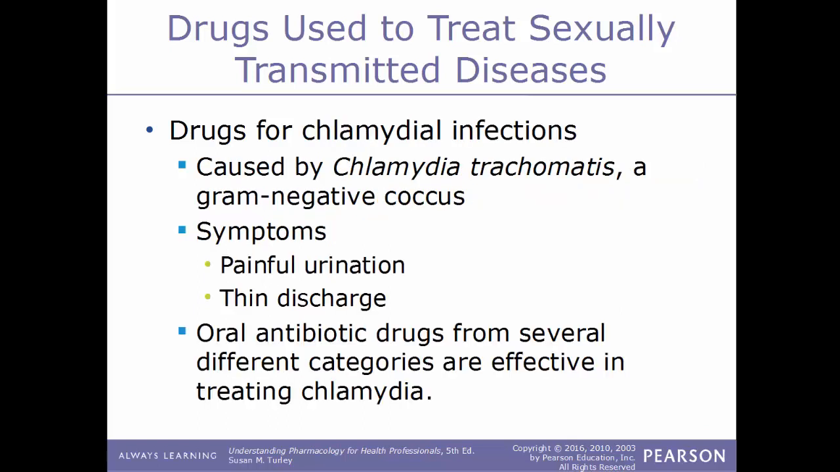All right, another type of STD is chlamydia. Now, chlamydial infections are caused by a gram-negative coccus bacteria named Chlamydia trachomatis. And the symptoms here would be a painful urination and having a thin discharge. And oral antibiotics from several different categories are effective in treating chlamydia.